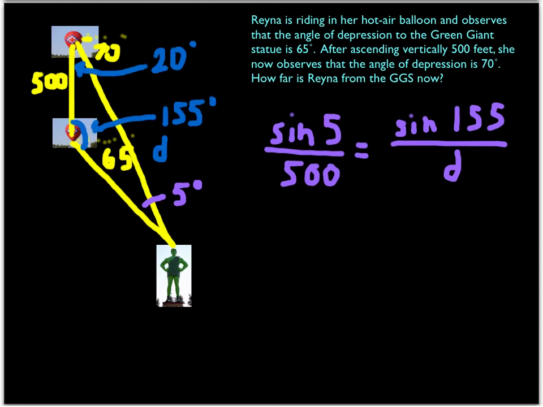I do my cross multiplying, 500 times the sine of 155, dividing it by the sine of 5, and I get this, 2,424 feet. So that is how far Raina is from the green giant statue. So way to go, Raina.